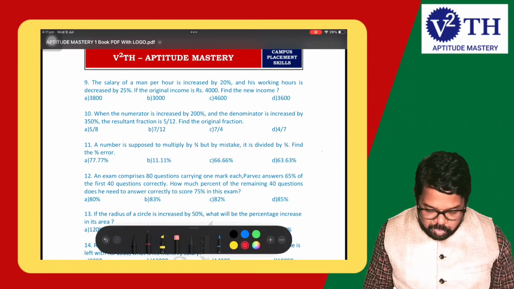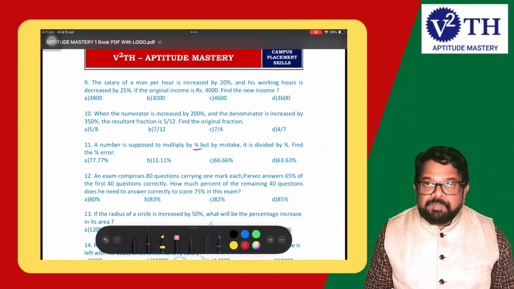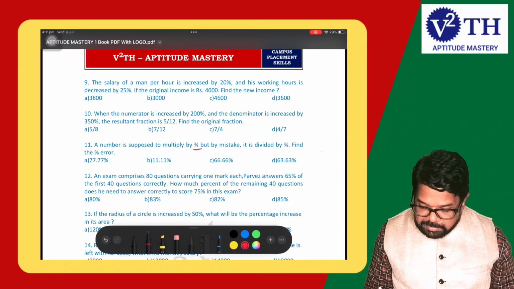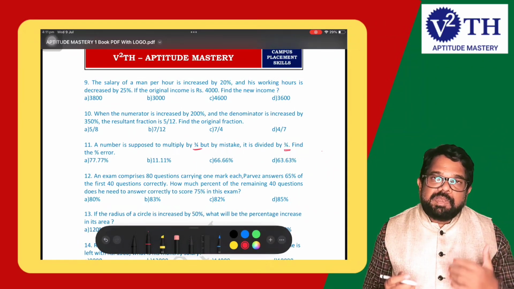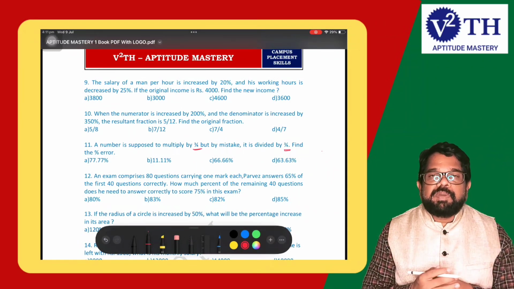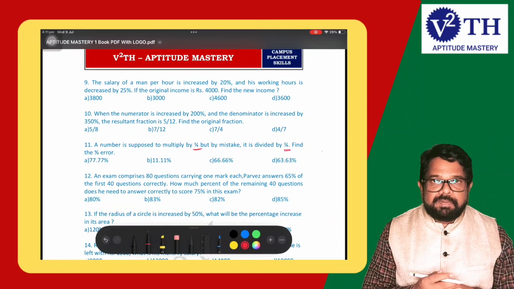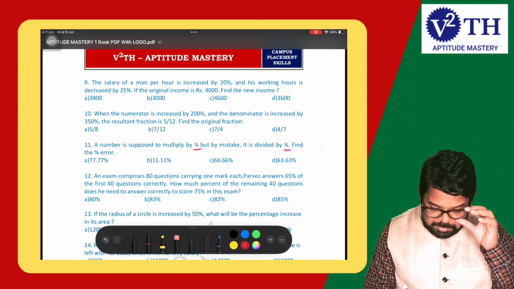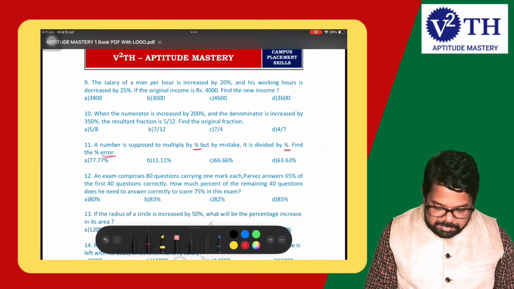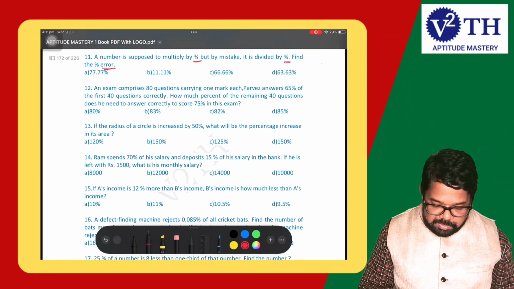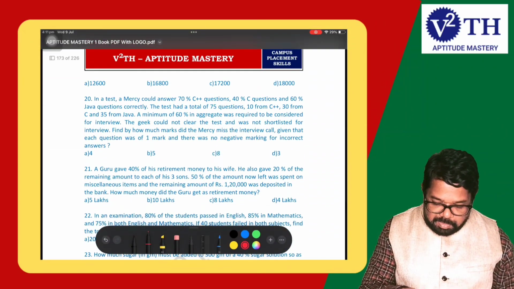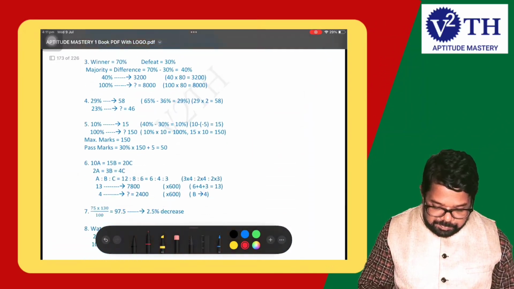A number is supposed to be multiplied by 3 by 4. But by mistake it is divided by 3 by 4. Instead of multiplication by 3 by 4, it is divided by 3 by 4. So definitely there is an error. Now what is the error percent? Find the error percent. That you have to calculate. Now see the solution of the 11th question.